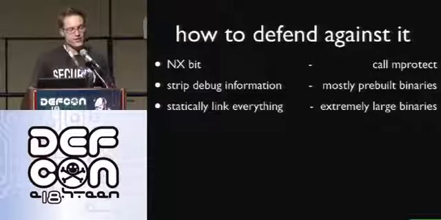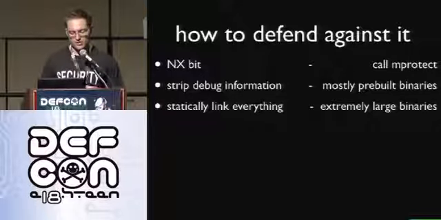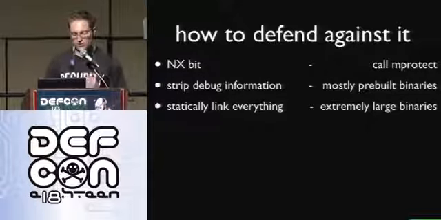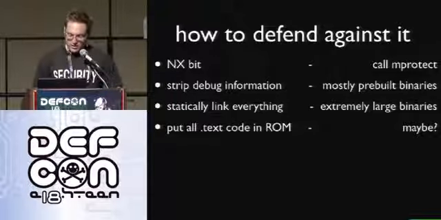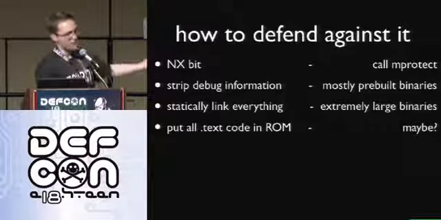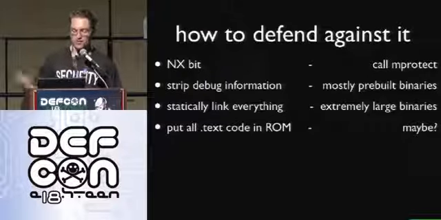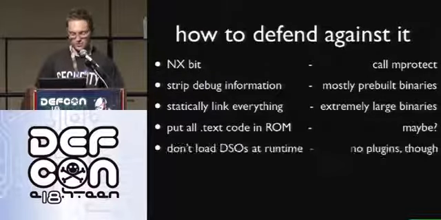You can statically link everything if you want, and then you still have the problem of getting overwritten otherwise, but you don't have to worry about your global offset tables getting poisoned. The problem with that is your binaries get pretty fat. You can put all text code in ROM. That'll probably work. I mean, perhaps there's some really crazy legacy C code that, if put in read-only memory, will actually die. But in theory, that's supposed to work. So that would actually work.